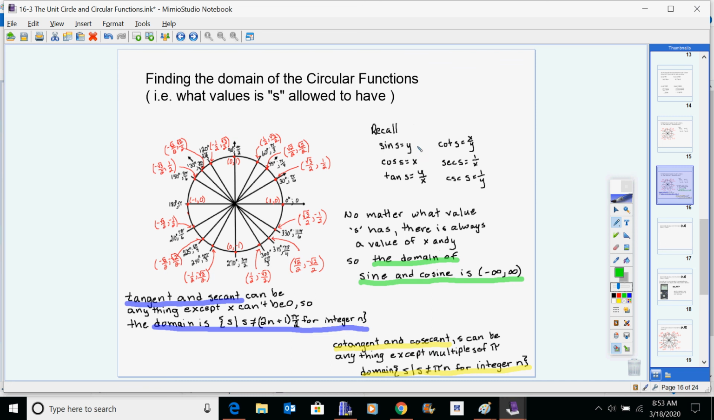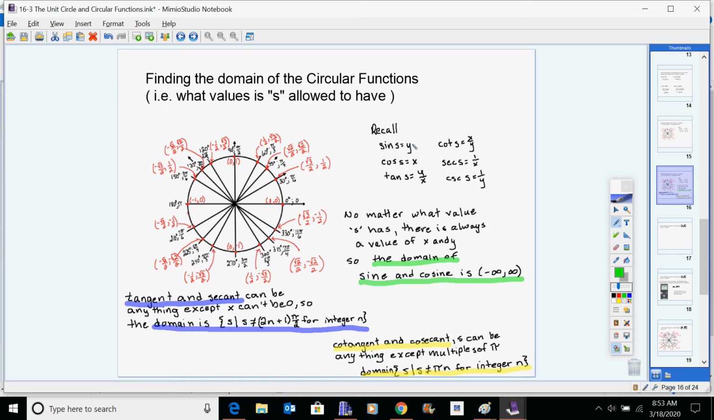So even though the sine of S is y, it still means that because the value of x doesn't really matter, there will always be a y to go with it, no matter what the x value is. All the way around, there will always be a y value. So the sine, meaning the domain, the x can be whatever it wants to be.